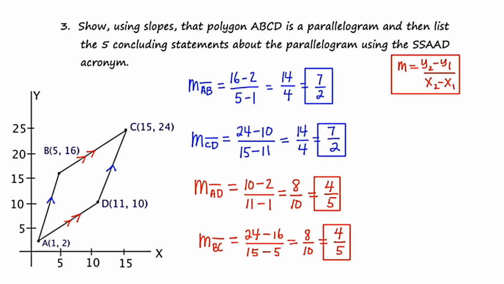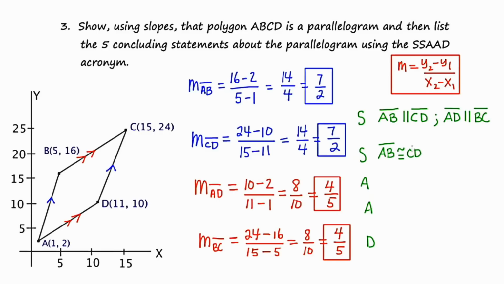And we're going to finish by writing down the 5 properties according to SAD. So let me just write those off to the side like this. So the first property for SAD has to do with the opposite sides being parallel. So that's going to be AB is parallel to CD, and AD is parallel to BC. The second S represents the fact that both pairs of opposite sides are congruent. So AB is congruent to CD, and AD is congruent to BC.